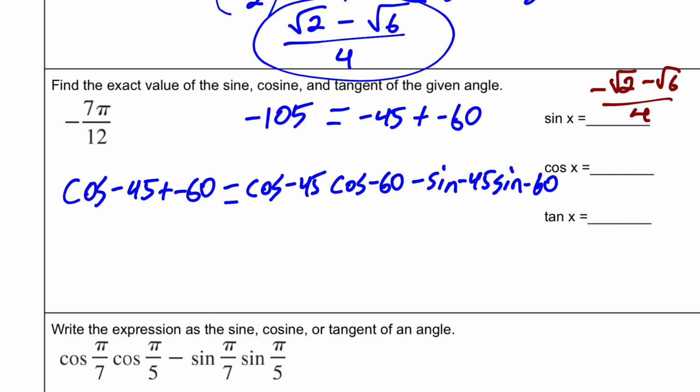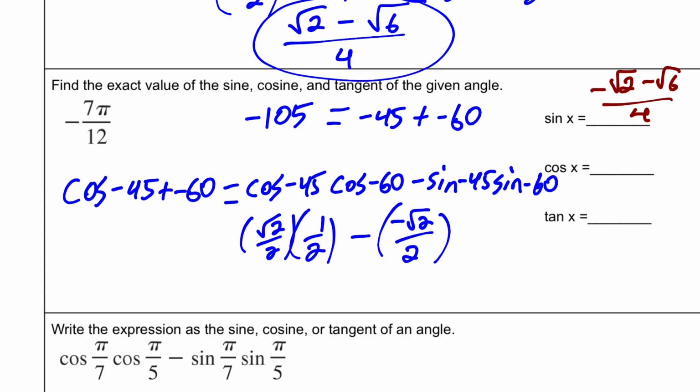For a cosine, we do the same thing. We do negative 45 plus negative 60, and we use that different formula there. And this gives us root 2 over 2 times 1/2 minus negative root 2 over 2 times negative root 3 over 2. So if I simplify that for cosine, I get root 2 minus root 6 all over 4.